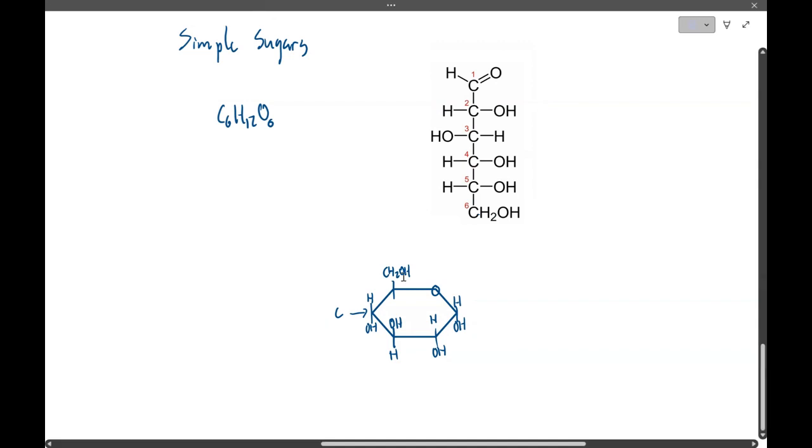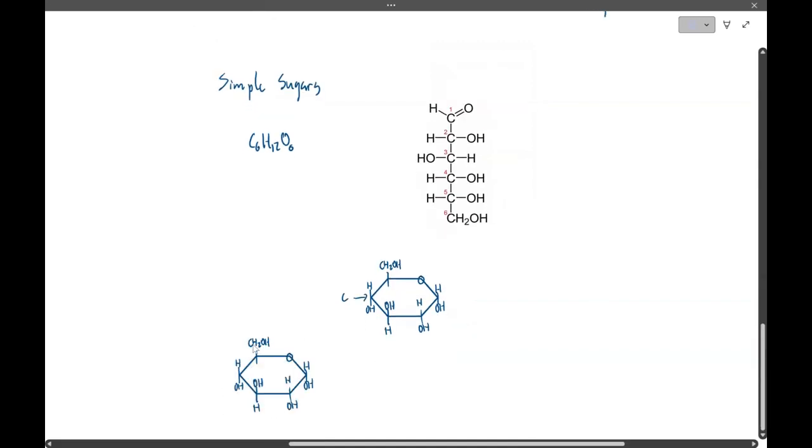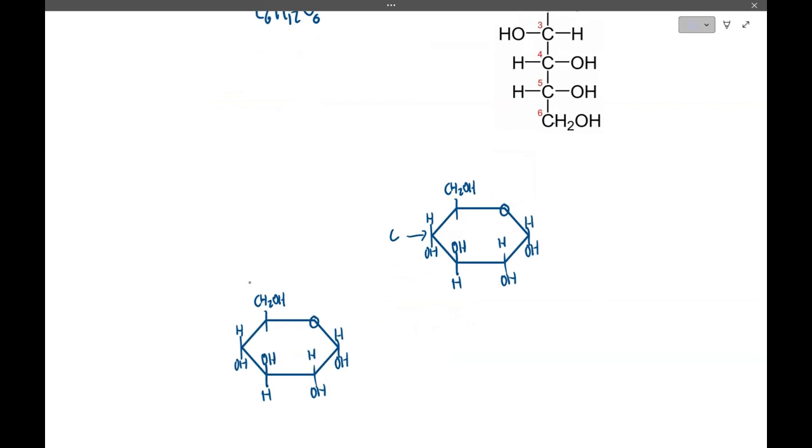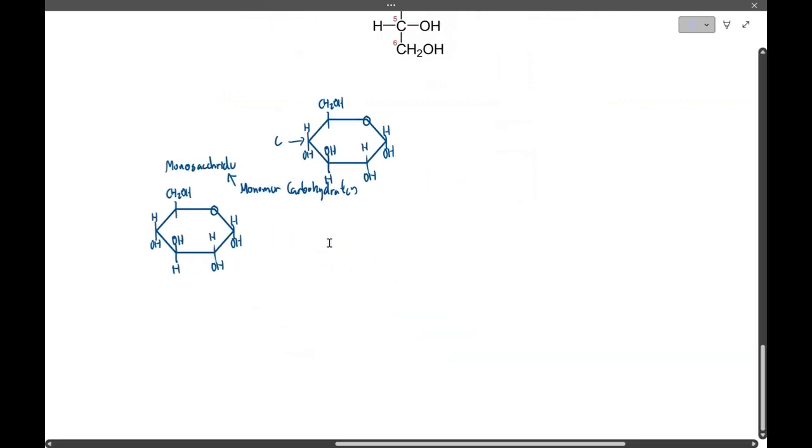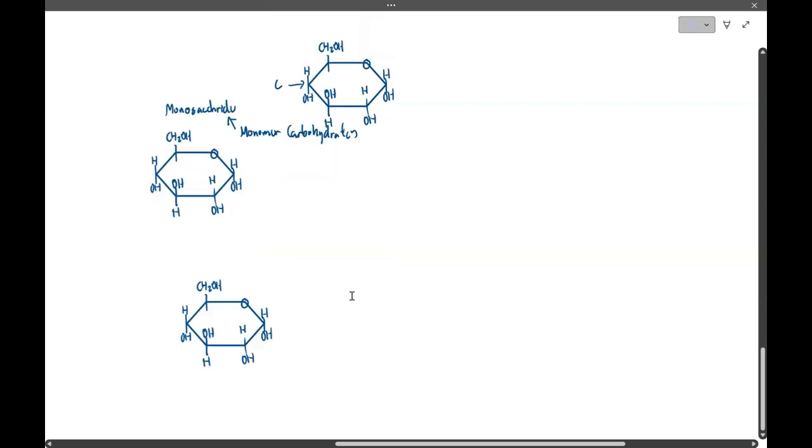Now, for our case, this is a simple sugar, and this is a monosaccharide, which means that this is a monomer in terms of carbohydrates. And you might be asking, how do we form polymers? So what happens is, let's say we have two of these. So we have two monosaccharides.